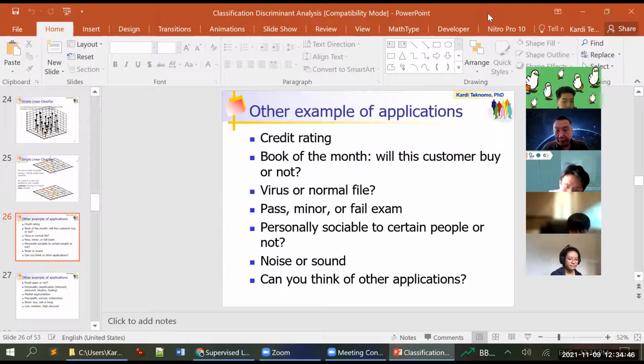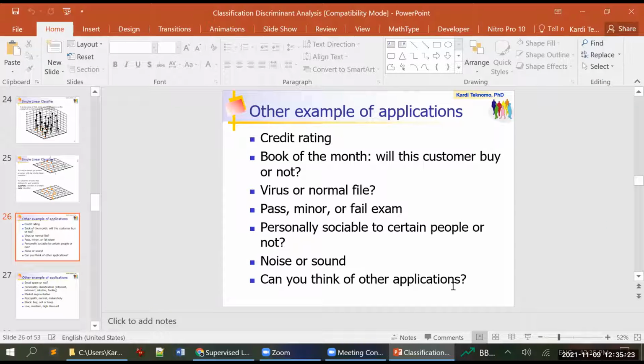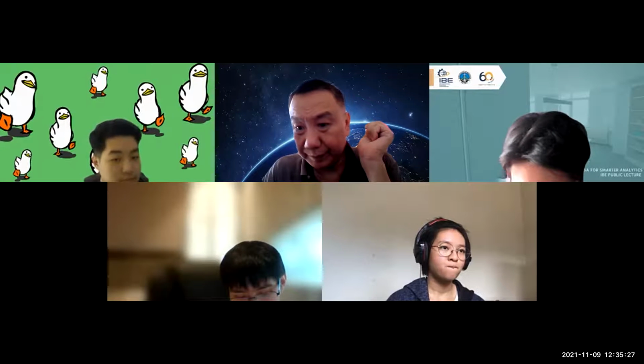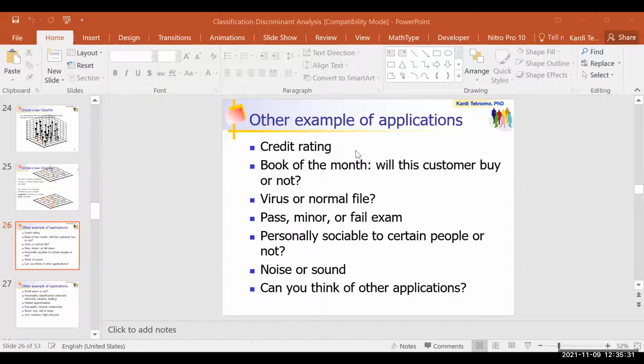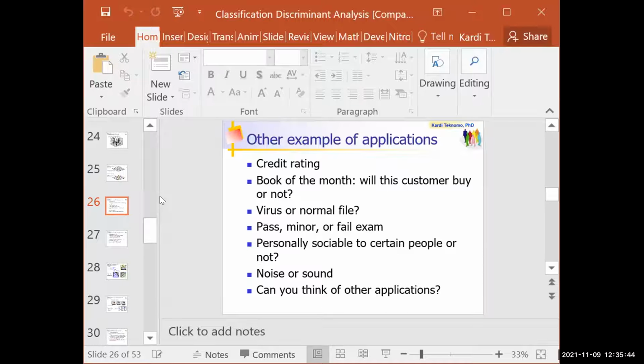So now there are so many applications of classification methods. What is classification again? Classification is supervised learning where the output is categorical. Now in this slide, you will see examples of applications of classification. Credit rating. What is the class in this case? In credit rating, what is the class? What is the category?